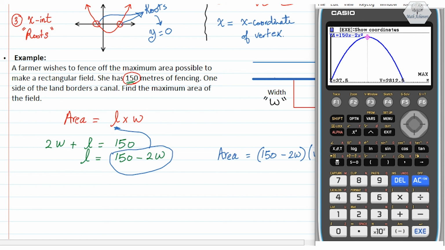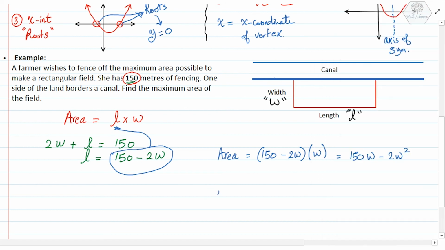Rounded to 3 significant figures, the maximum area is the value of Y of the vertex, which is 2810. So the maximum area is simply equal to 2,810 meters squared. And by this, I could find the maximum area by using our graphical display calculator to sketch the quadratic function that we formed.